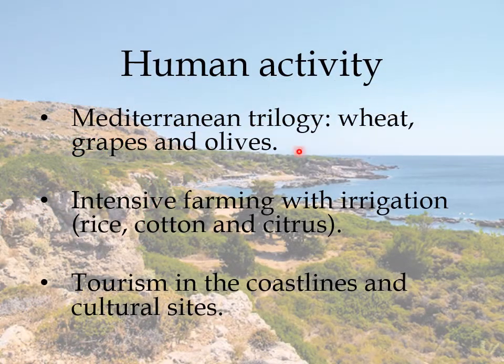So they cultivate the Mediterranean trilogy. They have intensive farming with irrigation. Remember, irrigation is watering the plants, for rice, cotton, and citrus, which are crops that need much more water. And very important is tourism on the coastline and for the cultural sites, the ruins, the most famous cities. It could be Greece, Rome, Italy in general, Andalusia, and so on.